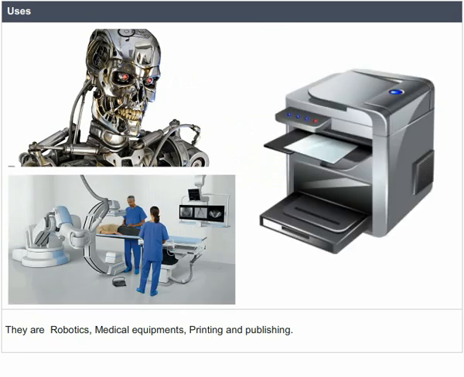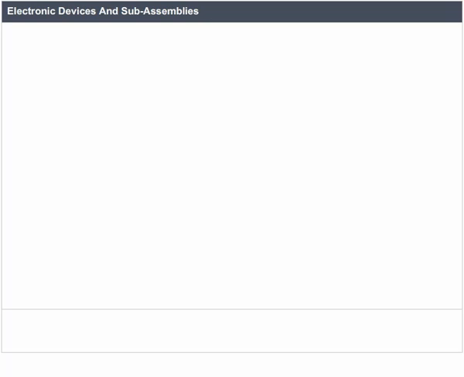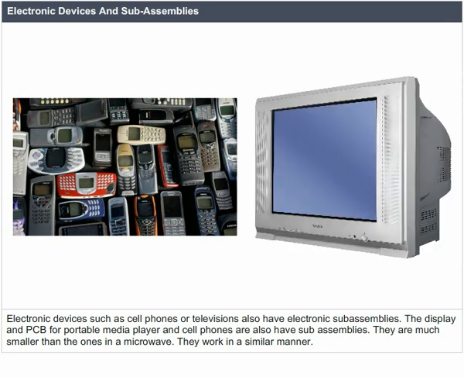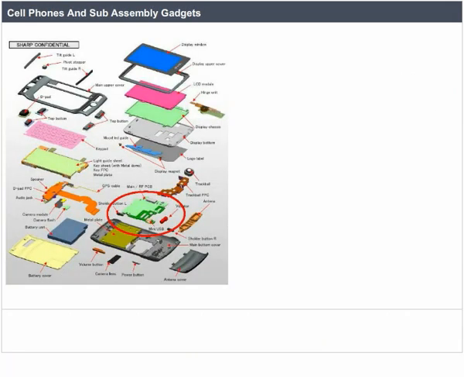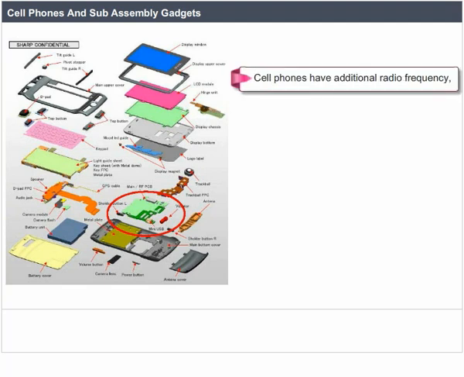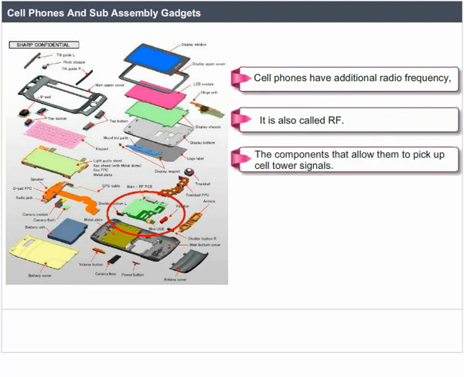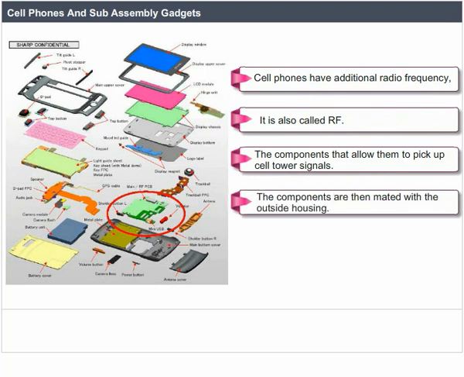Electronic devices and subassemblies. Electronic devices such as cell phones or televisions also have electronic subassemblies. The display and PCB for portable media players and cell phones also have subassemblies. They are much smaller than the ones in a microwave, but they work in a similar manner. Cell phones and subassembly gadgets. Cell phones have additional radio frequency, also called RF, components that allow them to pick up cell tower signals. The components are then mated with the outside housing to complete the gadget.